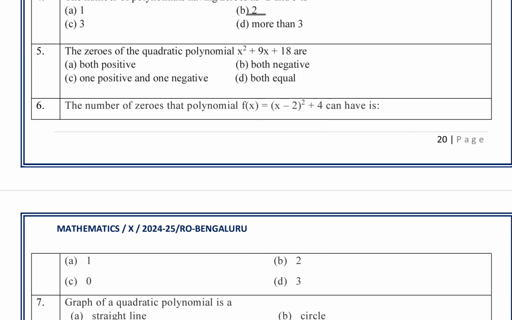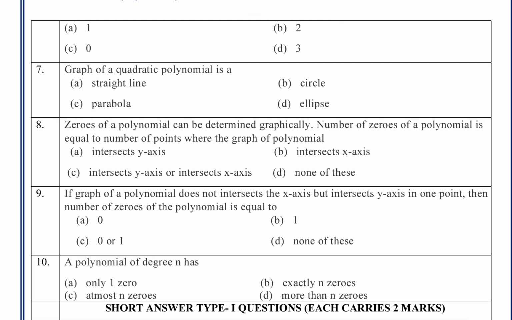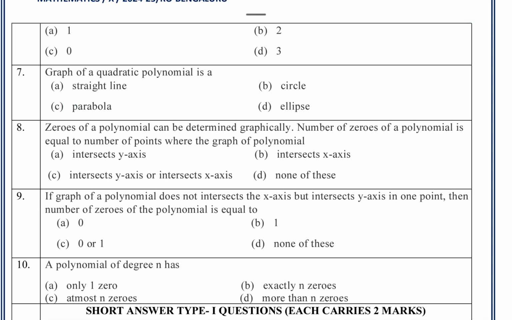You can see here. And the graph of the quadratic polynomial, how will the graph come? Quadratic it is, so you will get a parabola, whatever it may be. Parabola is the answer for this one.